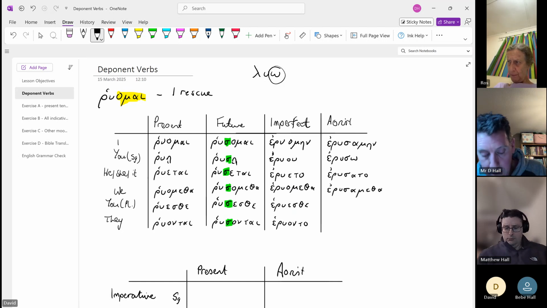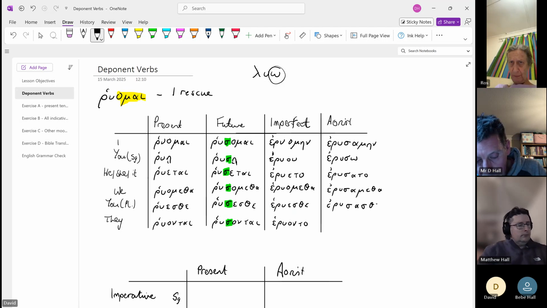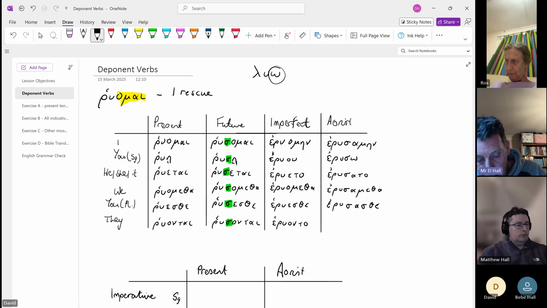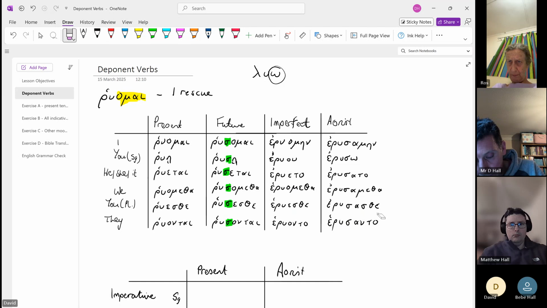And then erusametha. So it's not ometha, we've got the alpha. Notice the alpha that appears there. And the same with this one. So we've got the alpha again instead of the omega. And then erusanto.